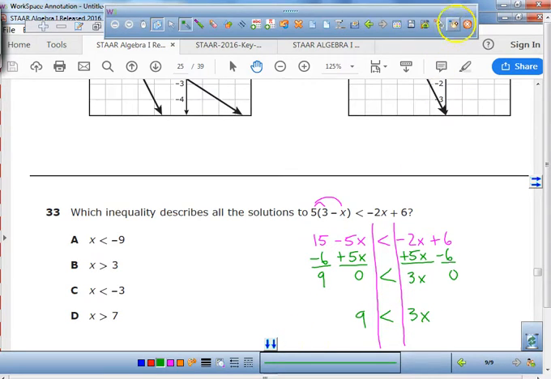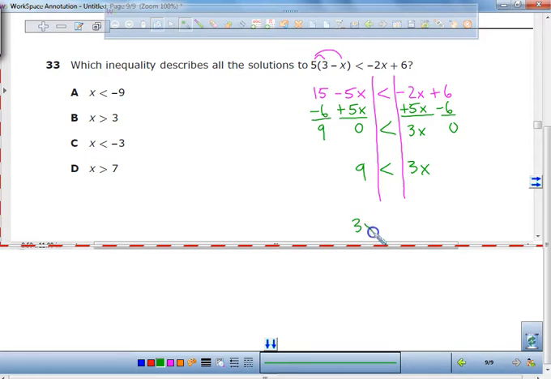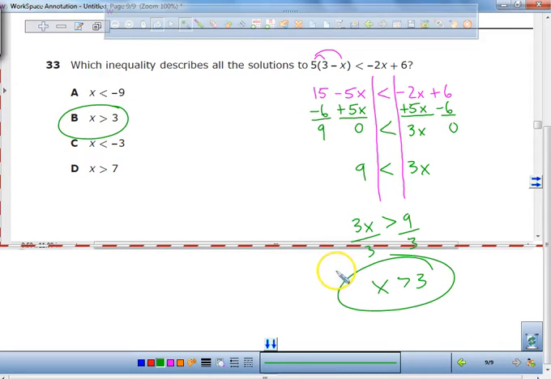And this is where you have to use your imagination. I'm going to take this and rotate it. Imagine I'm just grabbing it and rotating everything. See how the mouth is opening up towards the 3x? So 3x is actually greater than 9. When you divide both sides by 3, you get x is greater than 3, which is answer choice B. So you've got to be able to take this and rotate it, and when you rotate it, you have to keep the mouth of the inequality going towards it.